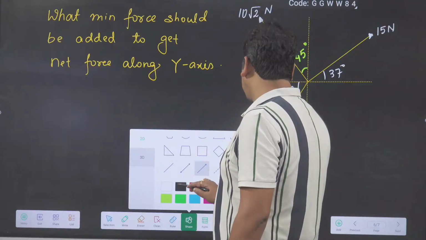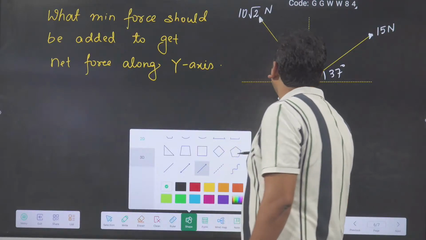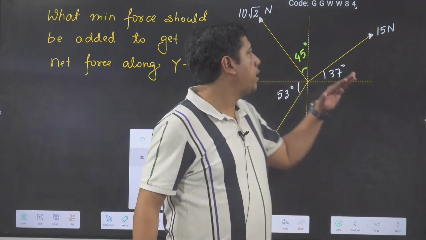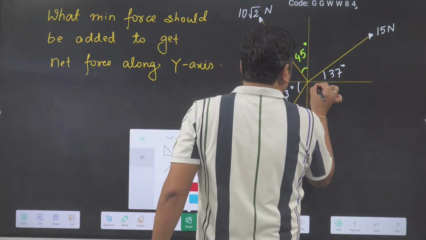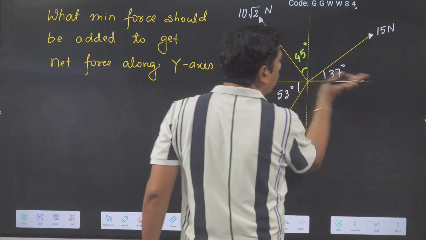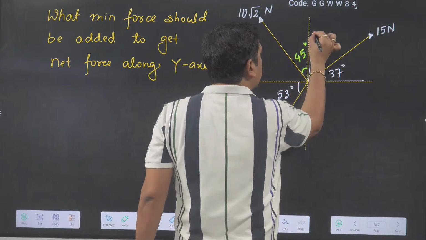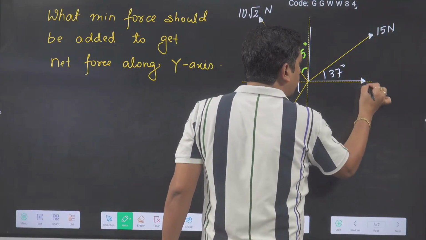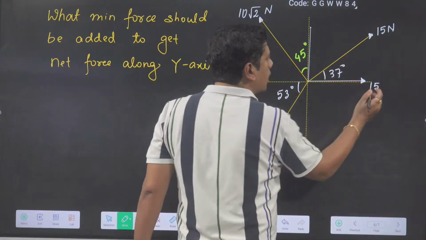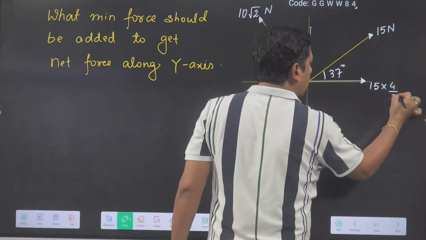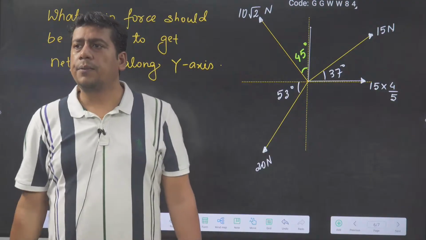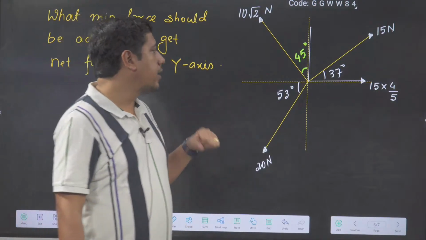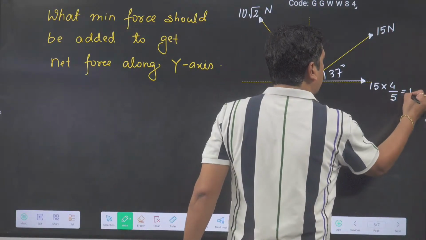Okay, let's check. I have just given random data, so the answer might be 0 also, but we will check. Let's start with taking the component of this 15. This 15 will have one component along positive x-axis, and another along positive y-axis. So this component of 15 will be 15 cos 37. Keep your attention here. Cos 37 is 4 by 5, so it is coming out to be 12.